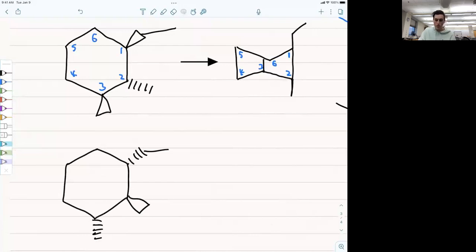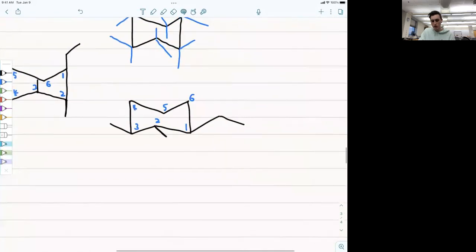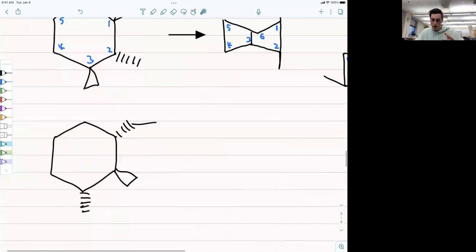So these are the same two. I can do a chair flip in the same way. I don't recommend doing that, because there's a way that you can just do a chair flip like this and just move all of your bonds one, and you're totally fine. So that is the two ways that you can do that.